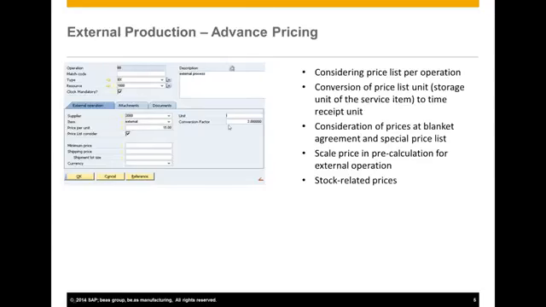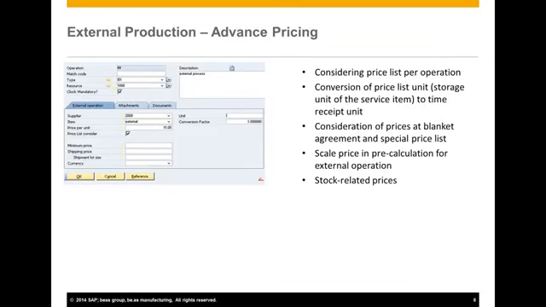So now I'd like us to look at the external production, advanced pricing. The external production has been extended. It is possible to store the price in the unit of the service item. In the field conversion factor, you define the conversion between the unit of the service item and the unit of the assembly to be produced. External manufacturing is always performed in the unit of the service item.